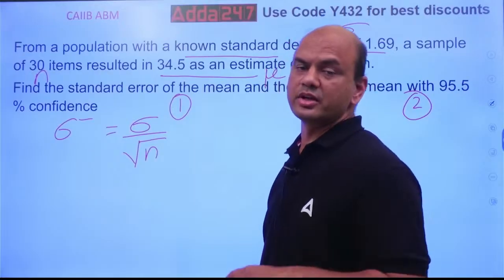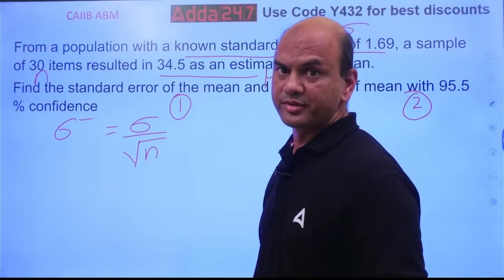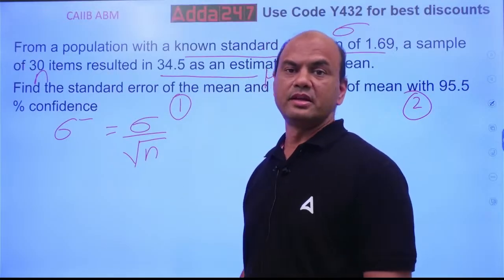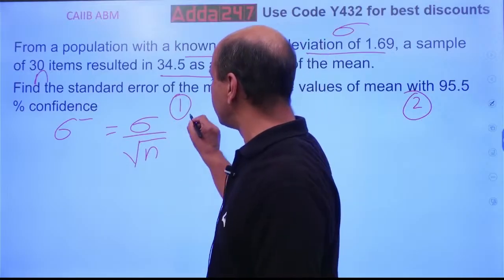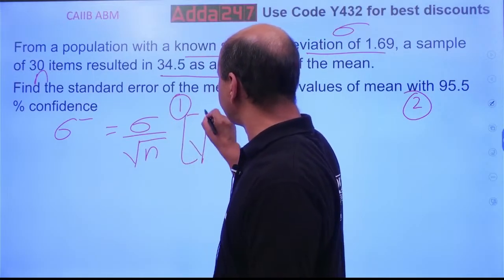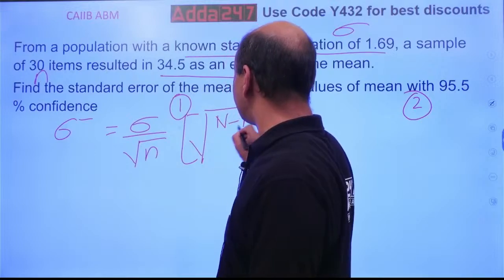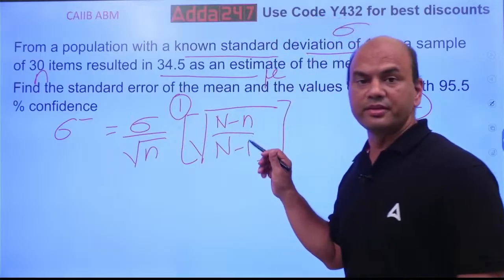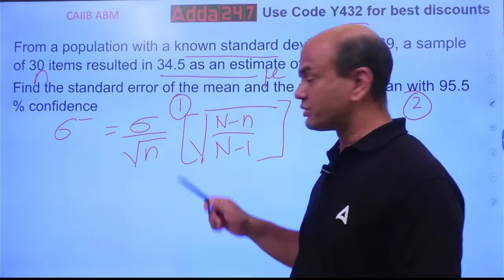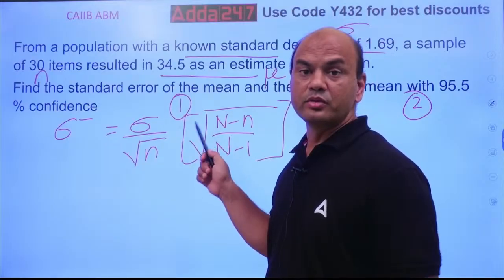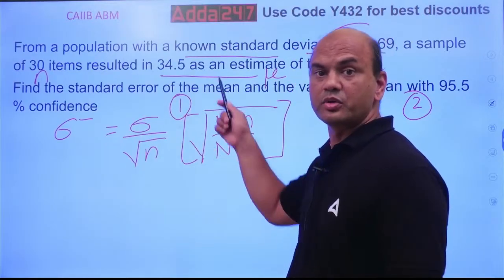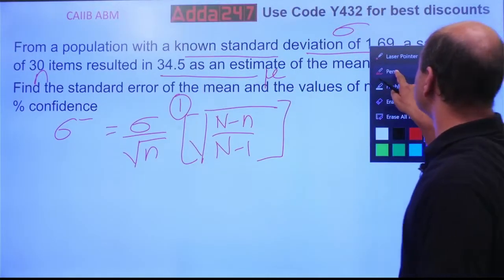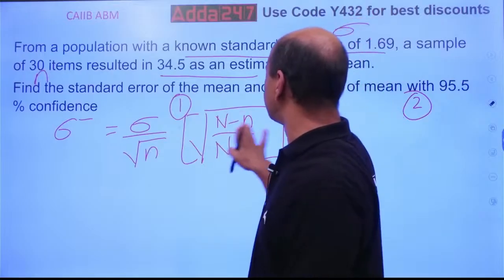Here capital N, the population, is not given. If it had been given, it would have become a finite population, and then the formula would have been psi upon root of n into root of capital N minus n upon capital N minus 1. But this is possible only when you know the capital N, the population. Here you don't know the population, so this is out. Once this is out, remove this part.